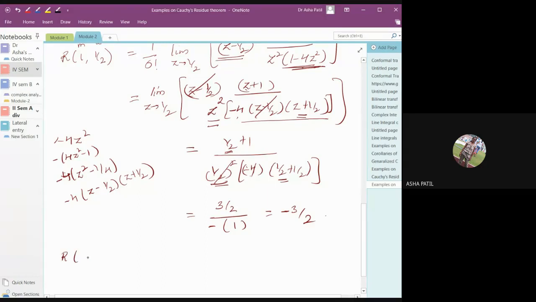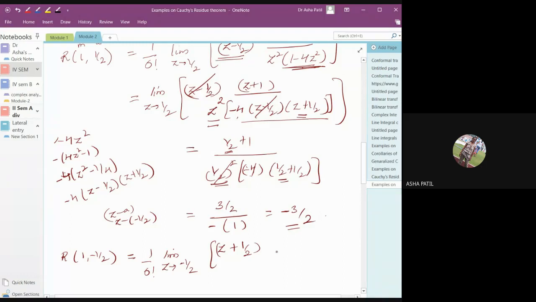One more we need to calculate. Is this answer correct? I hope you have done it correctly. The other one at minus 1 by 2. Same formula, only your a will be changing. 1 upon 0 factorial. Limit as z tends to minus 1 by 2 here. Now z minus of minus 1 by 2, it is z minus a in this term. So minus of minus 1 by 2 means you'll get z plus 1 by 2. The z minus a term becomes z plus 1 by 2.